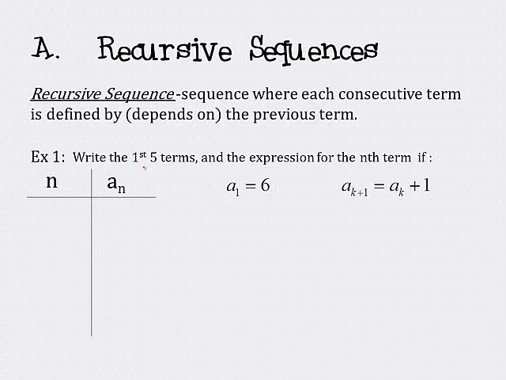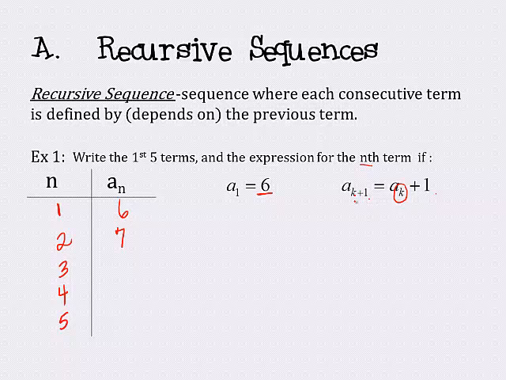So for example, write the first 5 terms and the expression for the nth term if the first term is a 6. We know that. 2, 3, 4, 5, 5 terms. They tell you the first term, it is a 6. Now to get to the second term, I take the first term, the one before it, and add 1. So I get a 7.